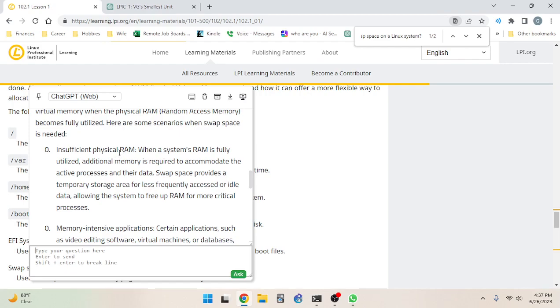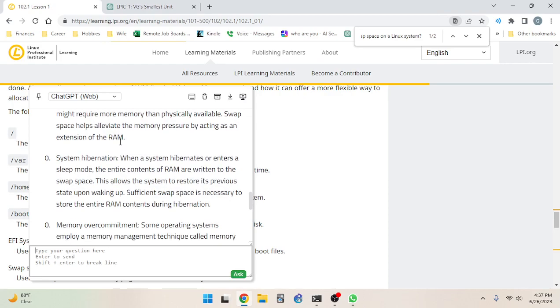So here are some scenarios when swap space is needed: insufficient physical RAM, memory-intensive applications, system hibernation. When a system hibernates or enters sleep mode, the entire contents of RAM are written to the swap space. This allows the system to restore its previous state upon waking up. Sufficient swap space is necessary to store the entire RAM contents during hibernation.